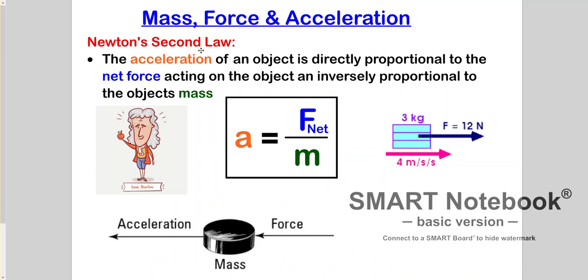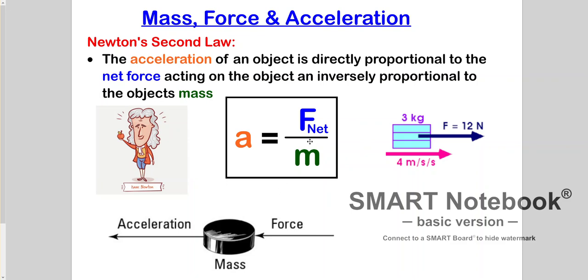So Newton's second law, Newton said acceleration of an object is directly proportional to the net force acting on the object and inversely proportional to the object's mass. If we want to put that in an equation, we would say acceleration is equal to the net force, so they're directly related, and it's inversely related to mass. So as net force increases, acceleration increases. As mass increases, acceleration decreases. And this is what's known as Newton's second law.